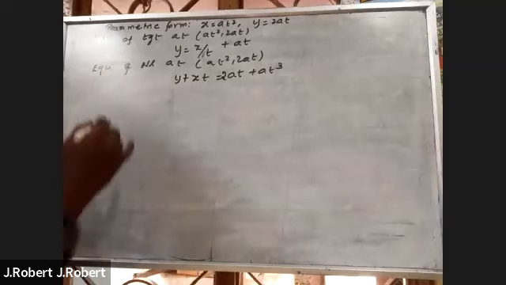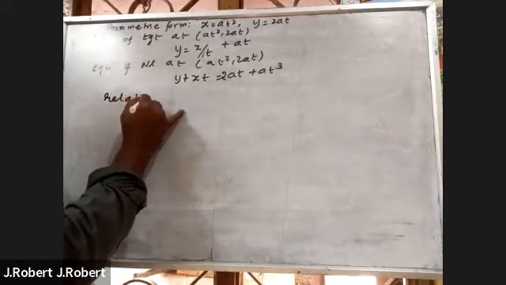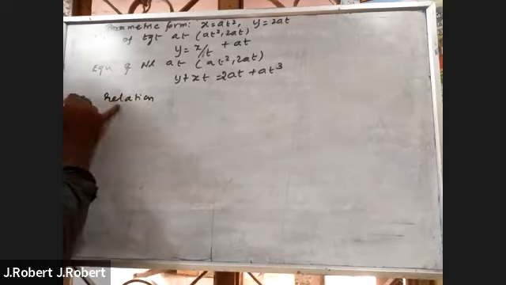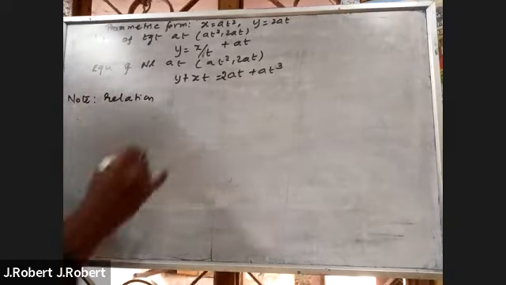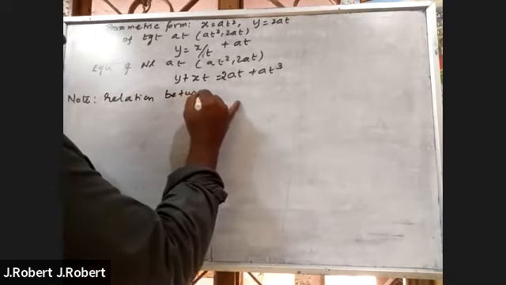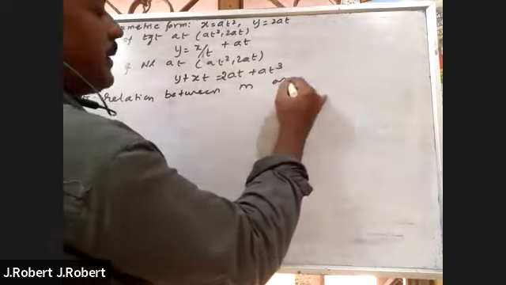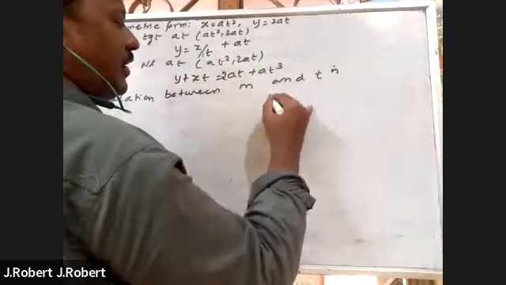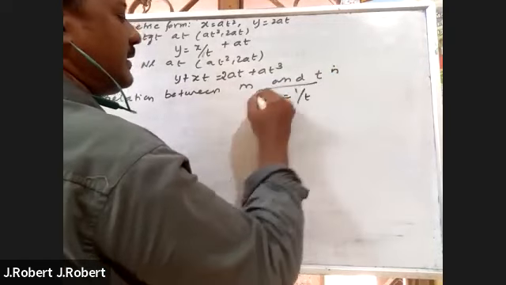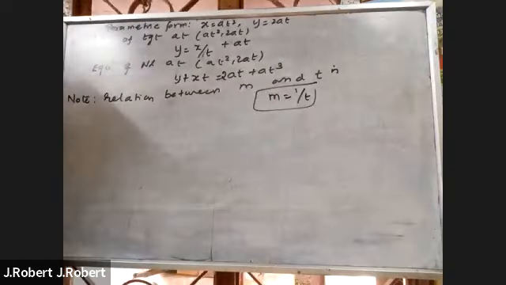The next one, the relation between the slope m and the parameter t, is also a note. In this kind of relation, m equals 1 by t. The slope of the tangent is equal to 1 by t.